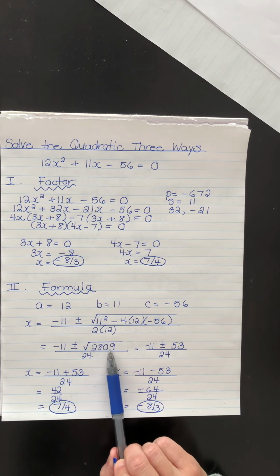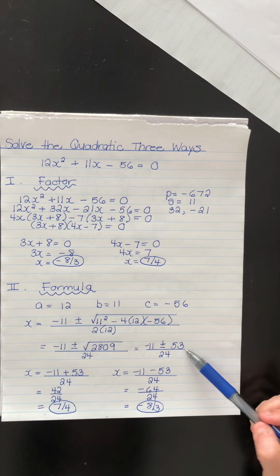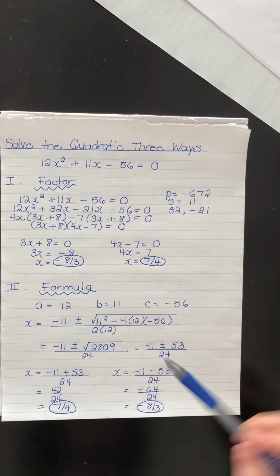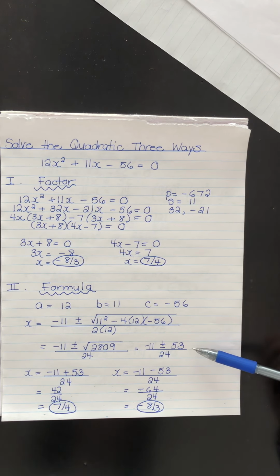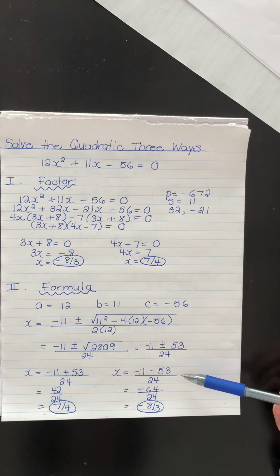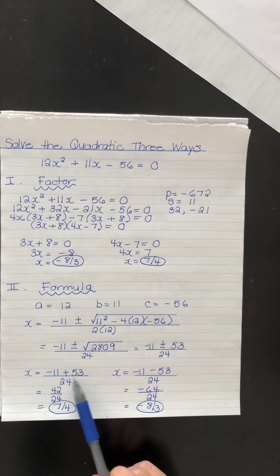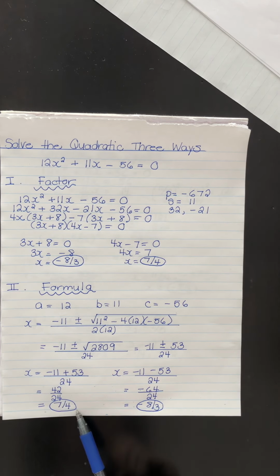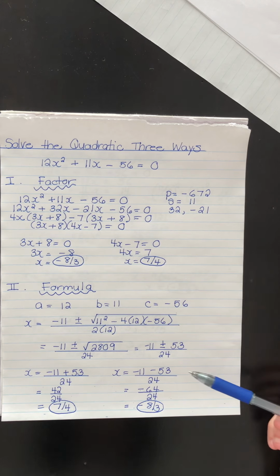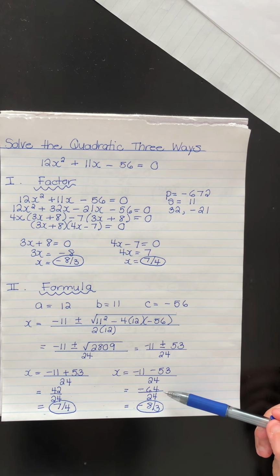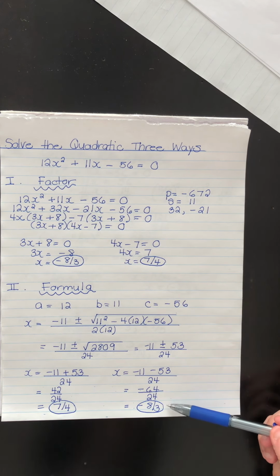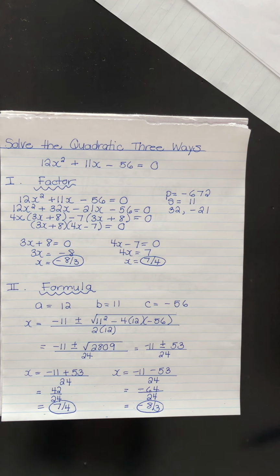Okay, this number is the square of 53, so our two answers come from here by taking negative 11 plus 53 and negative 11 minus 53 as our numerators. This will be 42 on top of 24, which reduces to 7/4. Here, negative 64 over 24, which reduces to negative 8/3.